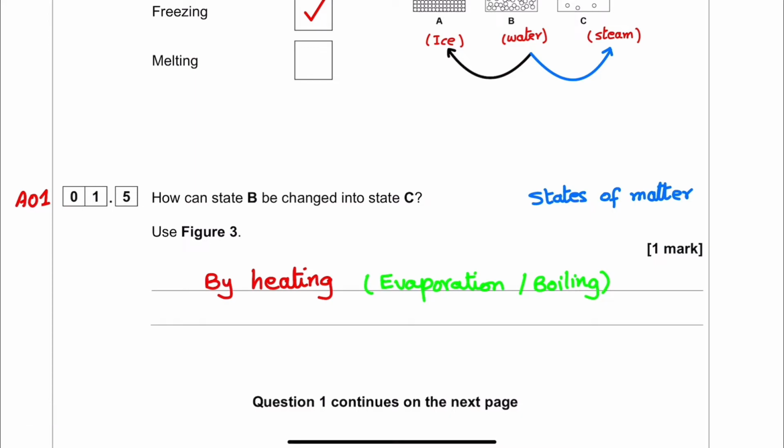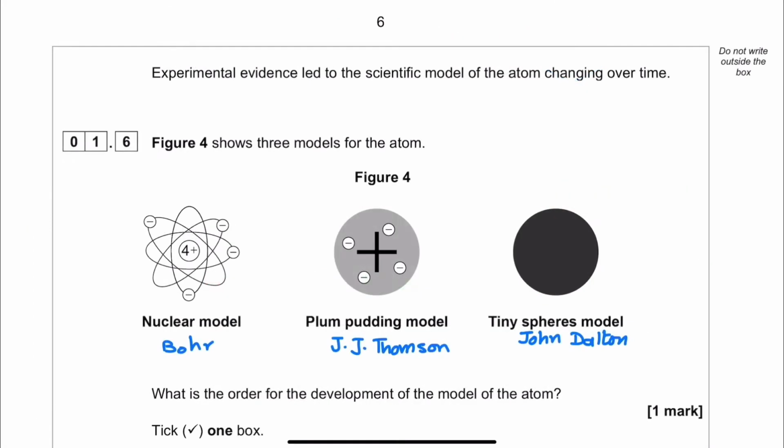Figure number 3 helps us see that state B changes into state C by heating, by evaporation, or by boiling. Experimental evidence led to the scientific model of the atom changing over time. 1.6 Figure number 4 shows 3 models of atom. We can see here a solid sphere is present. Then the plum pudding model is present here, which is given by J.J. Thomson. Whereas the nuclear model is given here, which is given by Niels Bohr.